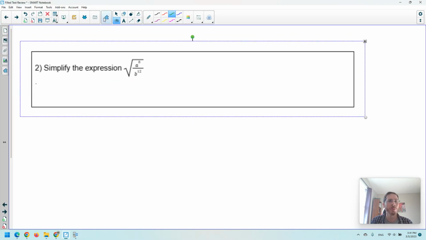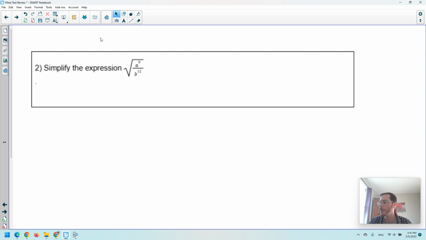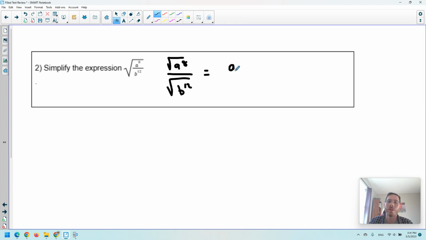All right, for number two, we need to simplify. So to simplify the expression, we're going to split this up into two parts. So we're going to do square root of a to the 8th over square root of b to the 12th. And then we have to remember that a square root is kind of like a 2. So we're going to turn these into fractions. A to the 8 over 2, because the index is going to become the denominator, over b to the 12 over 2. And then when we reduce these, 8 divided by 2 is a to the 4. 12 divided by 2 is 6. We get b to the 6th.